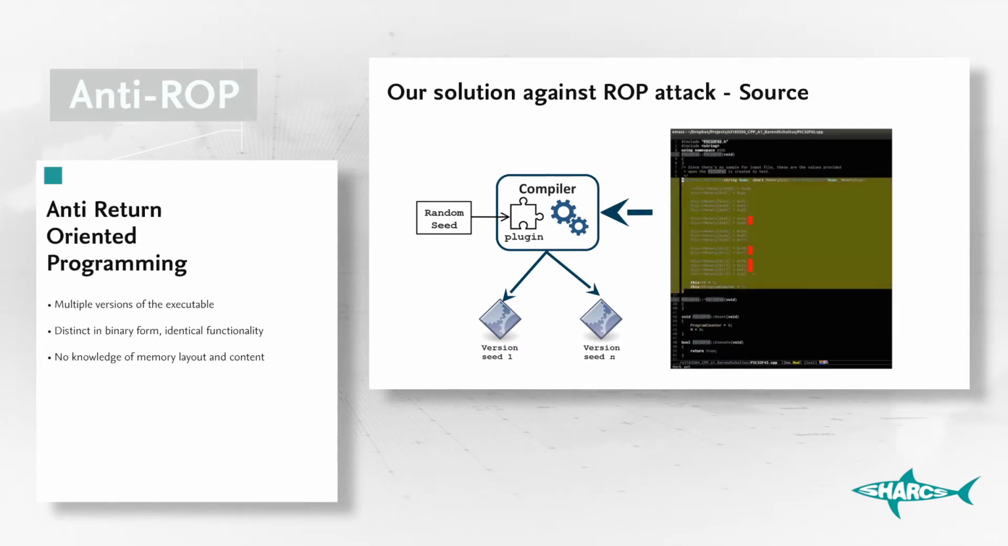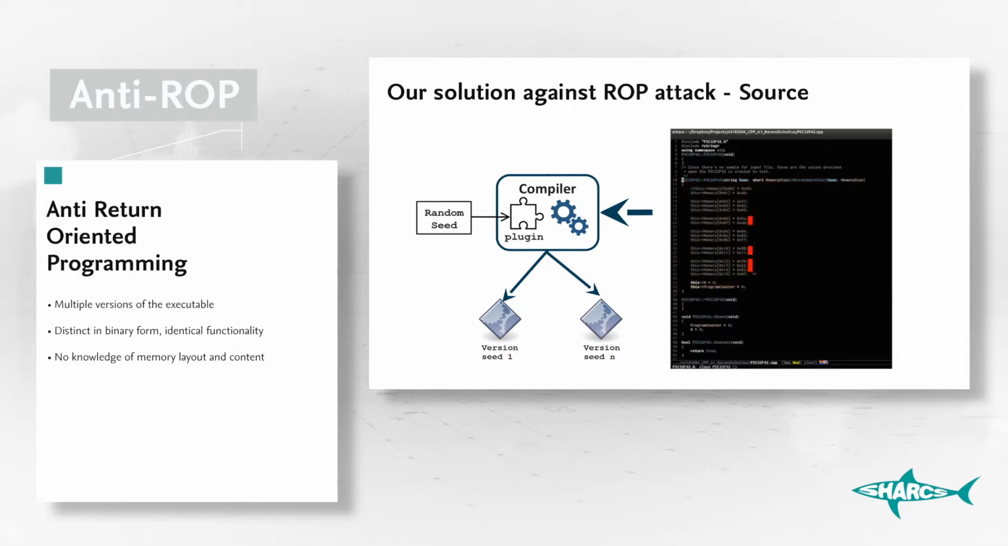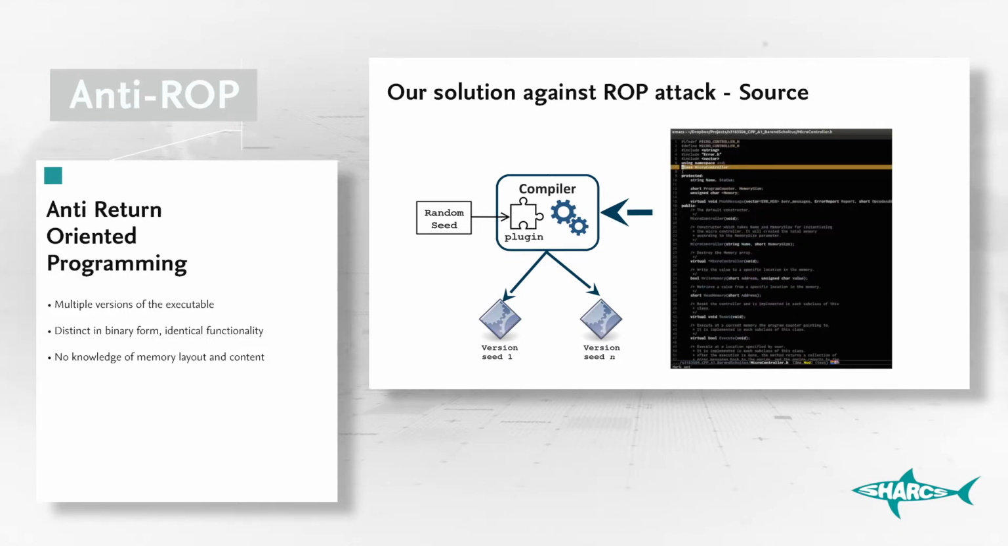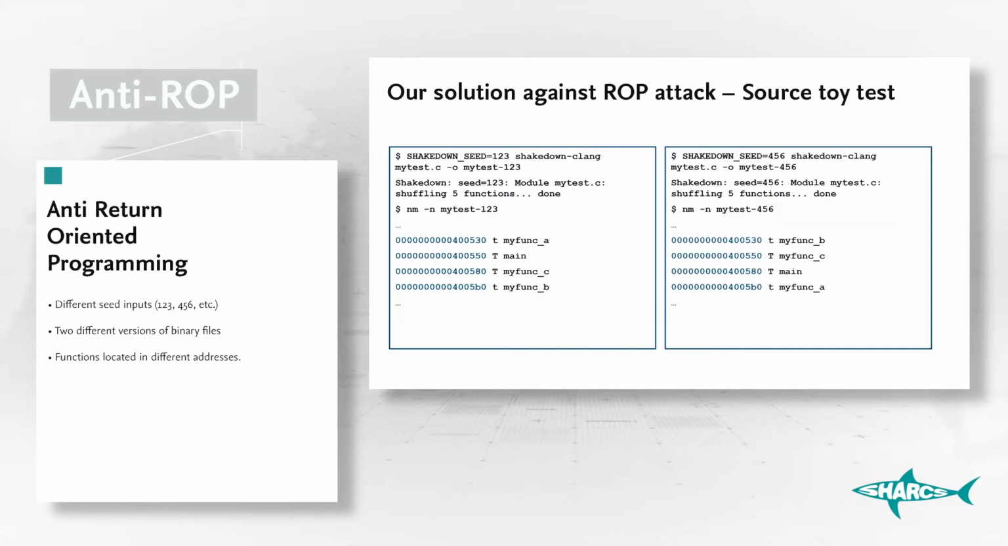In this solution, at compile time, we generate many versions of executable or binary files from the same source code. These versions are distinct in binary form, but perform identical functionally. Now attackers have no knowledge regarding memory layout and content of their target and cannot gather addresses of ROP gadgets to create attack payload. In the following, we can see the result of anti-ROP solution on a source toy example.